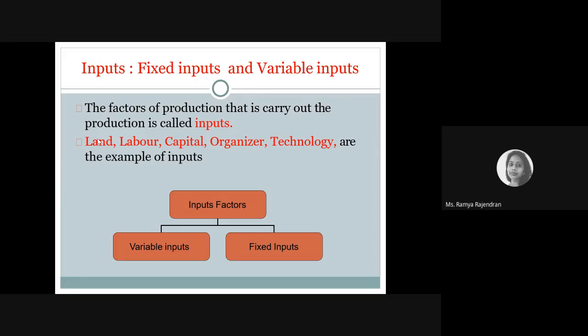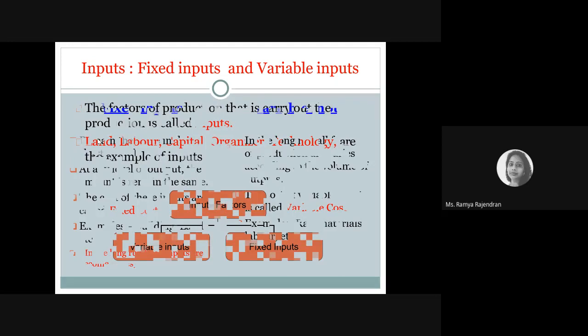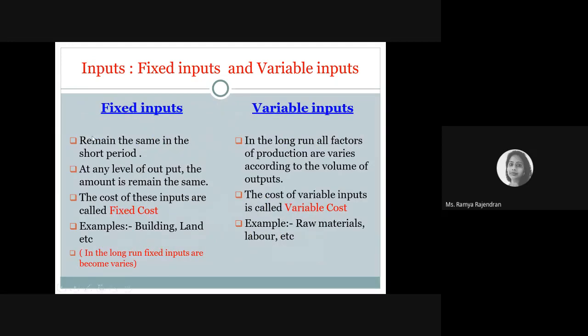But the salary for employees will change according to the number of employees that you employ, and you don't have to give it in bulk. You just have to pay them every month, whereas with fixed inputs you pay in bulk at one shot the first time. So the fixed inputs remain the same in the shorter period, and at any level of output they remain the same. Most of the time fixed inputs will never change, at least for a short period of time. The cost of these inputs is called fixed cost.